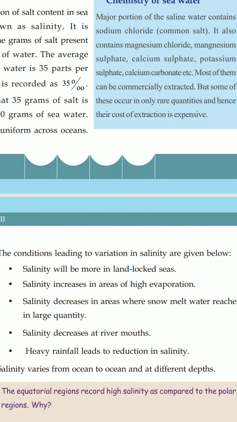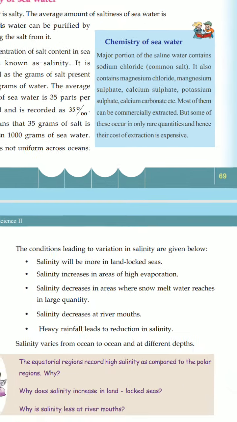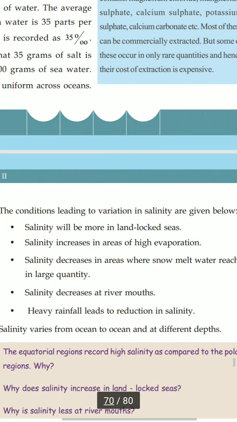Salinity decreases at river mouths. Why? River water is fresh water, isn't it? When it reaches the sea, what happens? The mixture of fresh water and salt water will occur. When this occurs, the content of water will be more when compared to salt. So there the salinity decreases. Heavy rainfall leads to reduction in salinity. Rainfall is also fresh water. When rainfall is very high, the salinity will also become less. Salinity varies from ocean to ocean and at different depths.